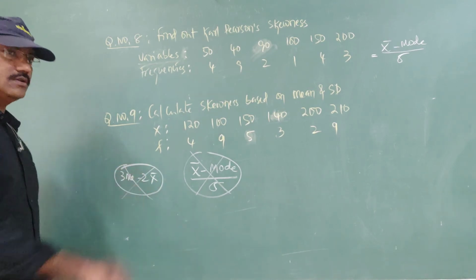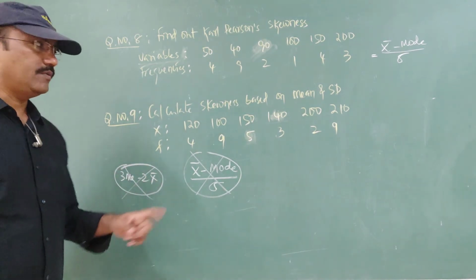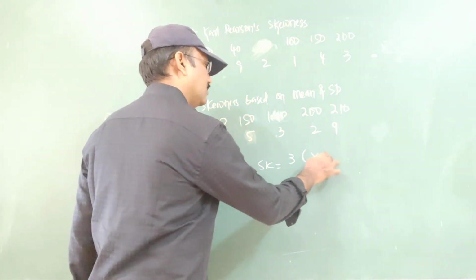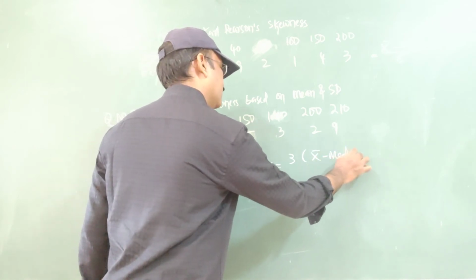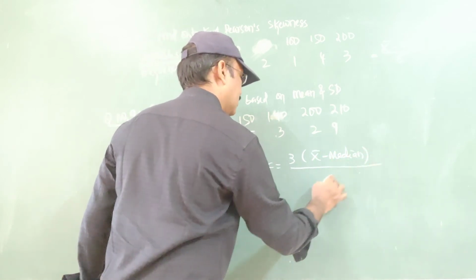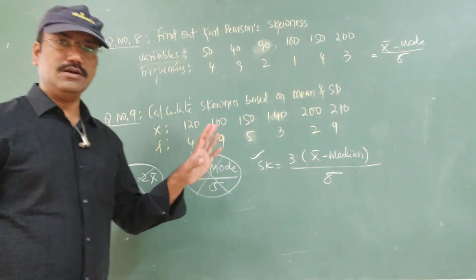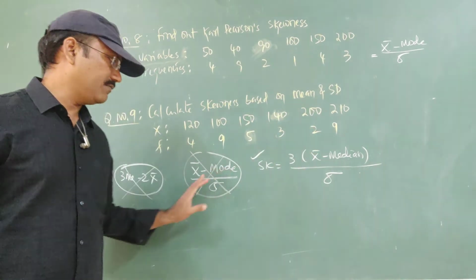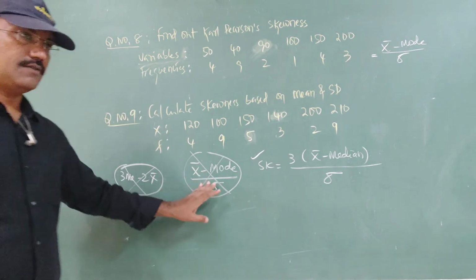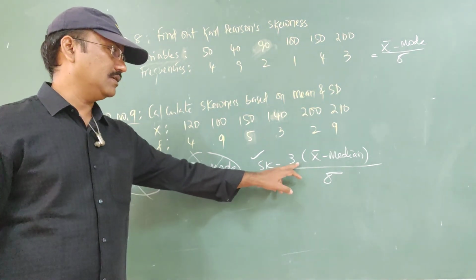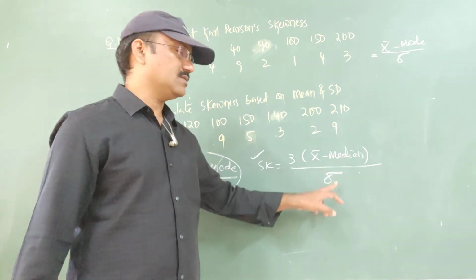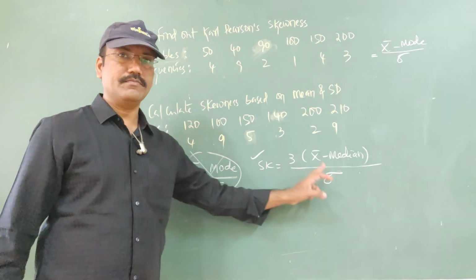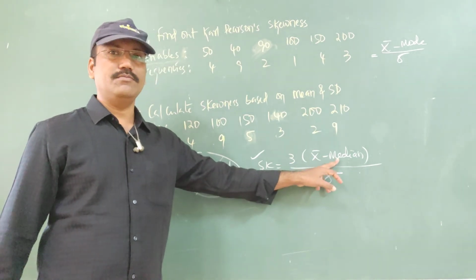When the mode is not possible, Karl Pearson has a separate formula. Skewness equal to 3 into mean minus median, whole divided by standard deviation. Instead of the mode formula, use this one. Standard deviation and mean are common. Instead of mode, you find the median.